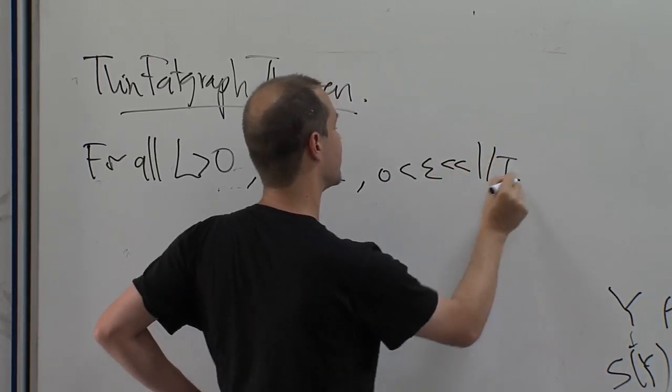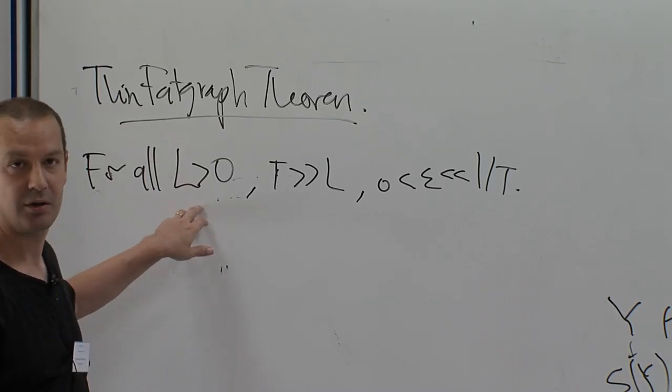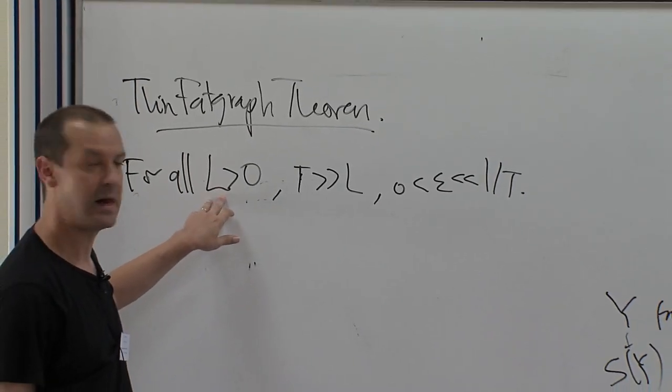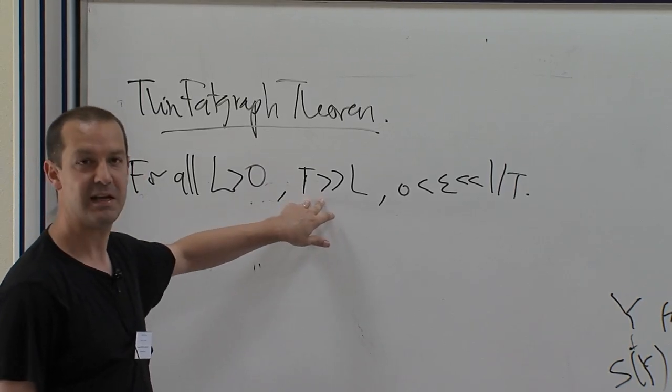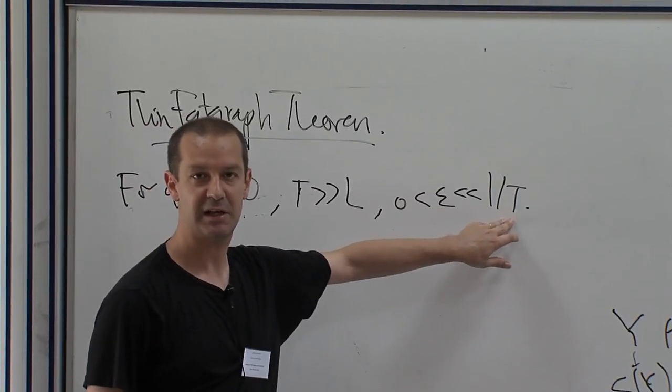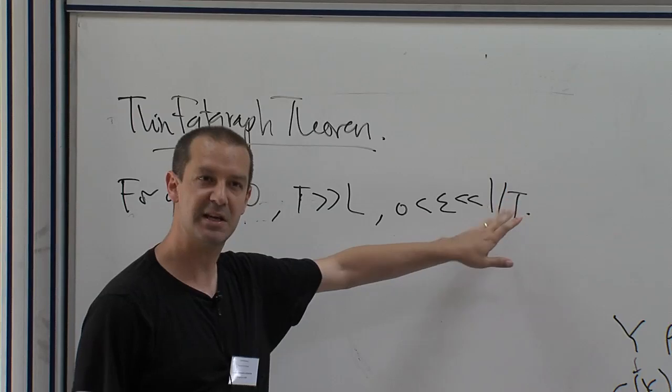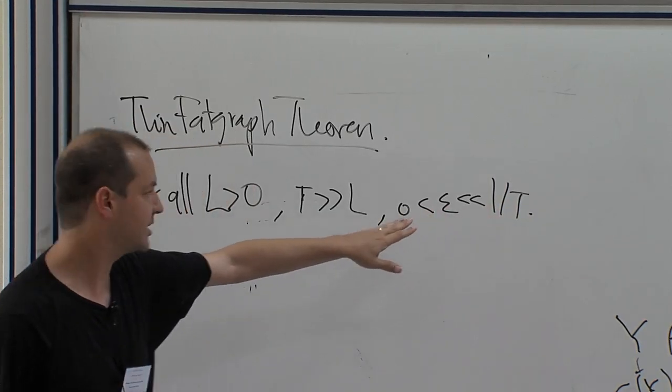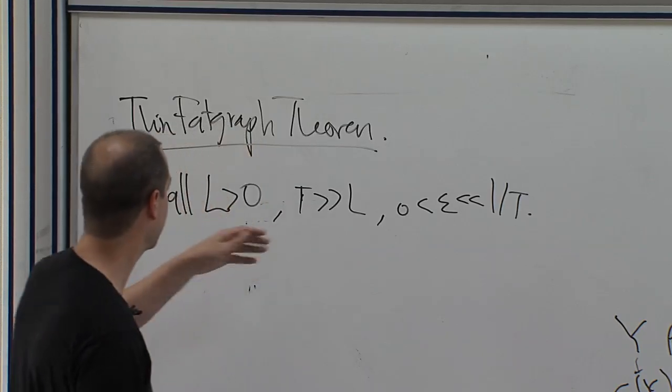So there's a couple of parameters. You first pick a big number L, and you need L to be very big. Then you pick a much bigger number T. Then you pick a number epsilon which is much smaller than 1 over T. And you can make these more effective, but anyway, let's just say much, much smaller and much bigger.